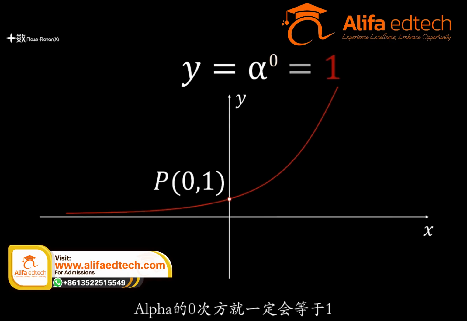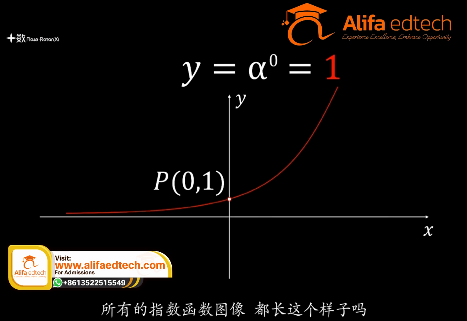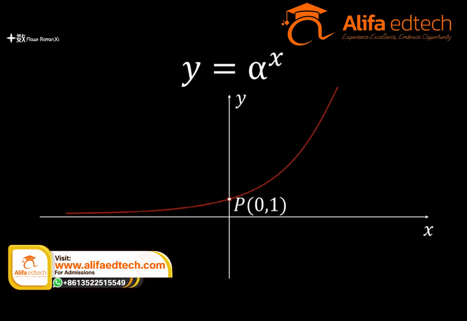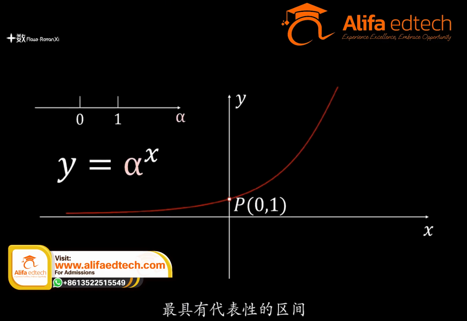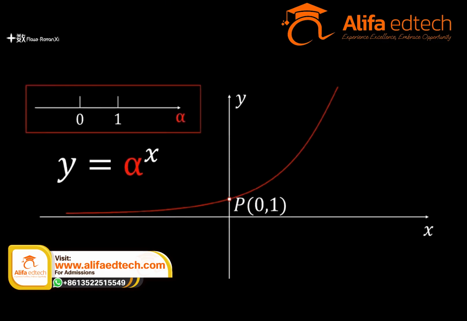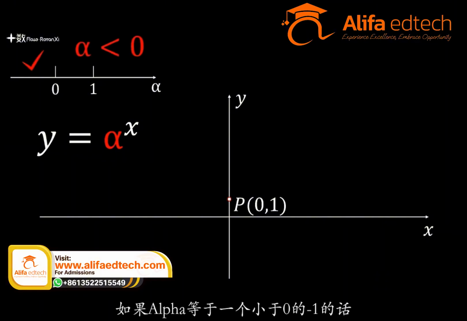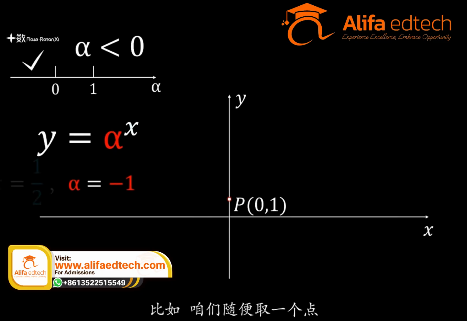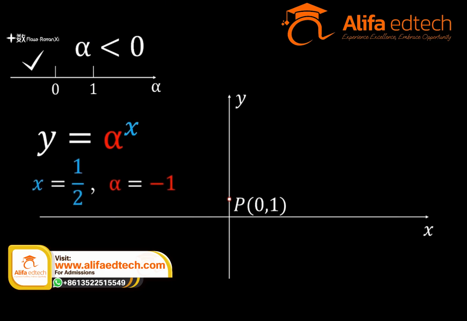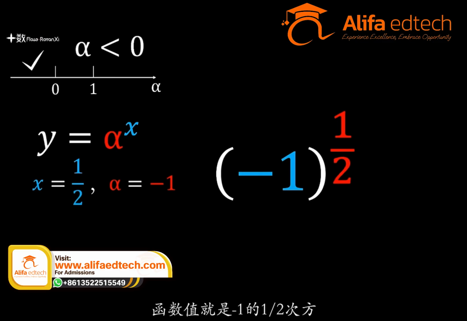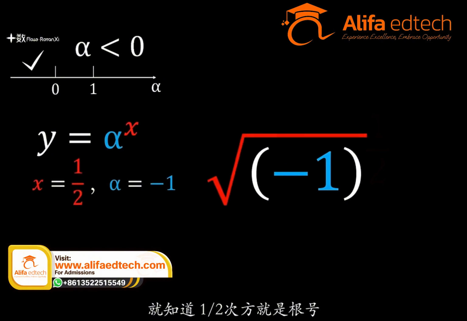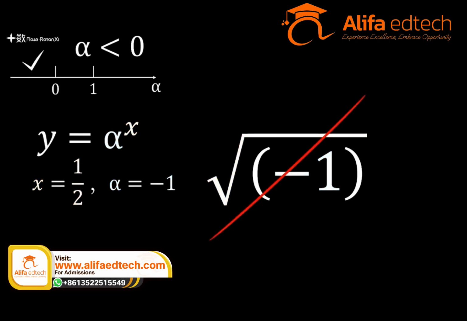However, do all exponential function graphs look like this? Let's divide alpha into several representative ranges for discussion. First, if alpha is less than 0, can we even draw its graph? If alpha equals -1, which is less than 0, let's take a random point, say x equals 1 2/3. The function value would be -1 to the power of 1 2/3. In our previous video on power functions, we learned that 1 2/3 means cube root of square, so this would be cube root of square of -1. That's clearly not a real number.